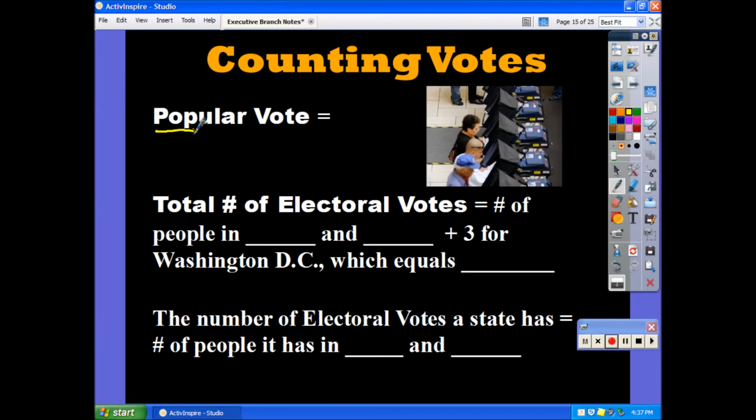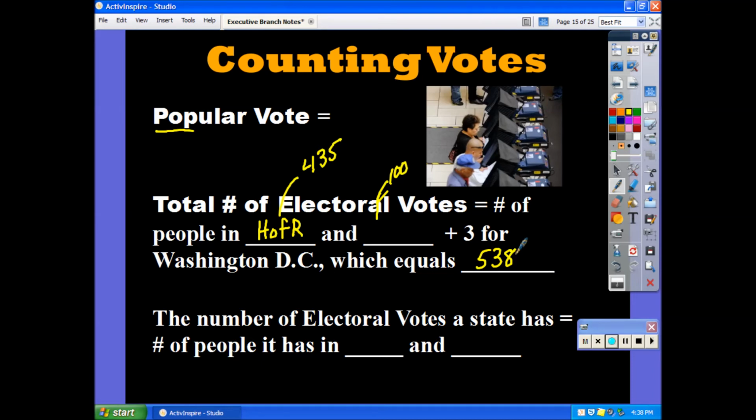The next thing we need to understand is, what do we mean by electoral votes? The total number of electoral votes is equal to the total number of people in the House of Representatives and the total number of people in the Senate, plus 3 for Washington, D.C. In the House, we have a total of 435 people. In the Senate, there's a total of 100 people. That's 535 plus the 3. We end up with 538 electoral votes.